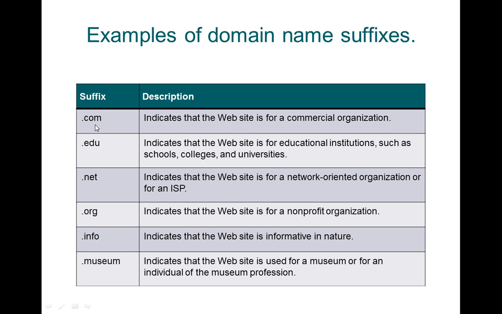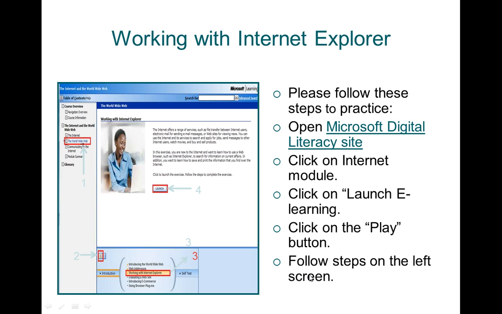Multiple examples. .com indicates a commercial organization. .edu indicates educational institutes like schools, colleges, universities. .net is used for network oriented organizations or for ISPs. .org is used for non-profit organizations, suppose for doctors. Then .info indicates that the website is informative in nature. Then .museum indicates that the website is used for a museum or for an individual of the museum profession.